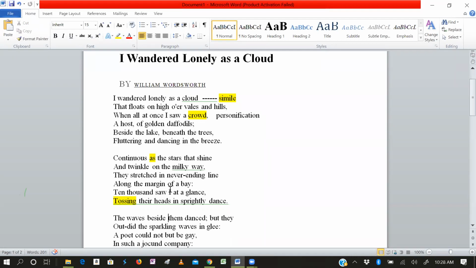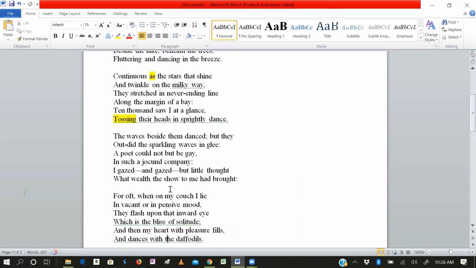We move to the third stanza. I hope everyone is listening there. Before that, how can I move to the third stanza?